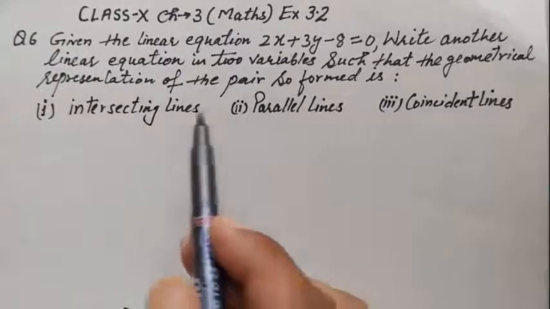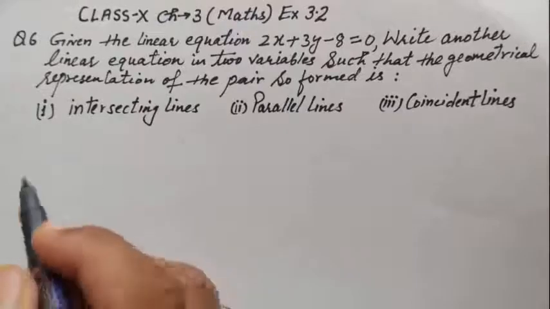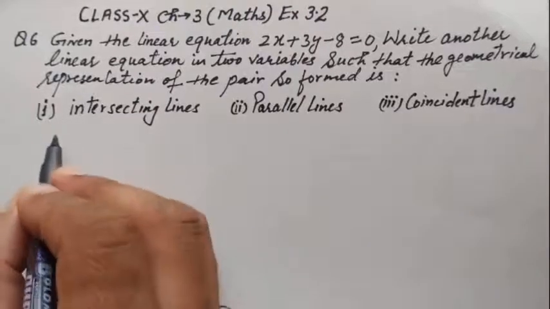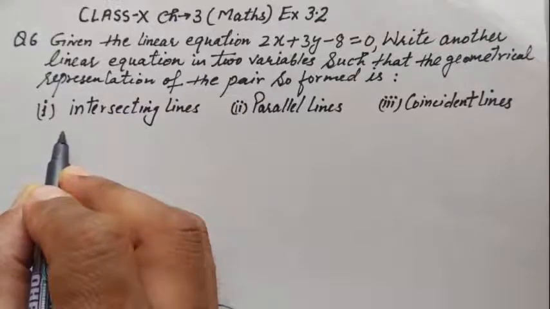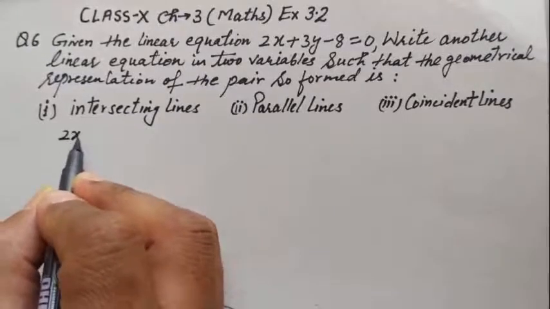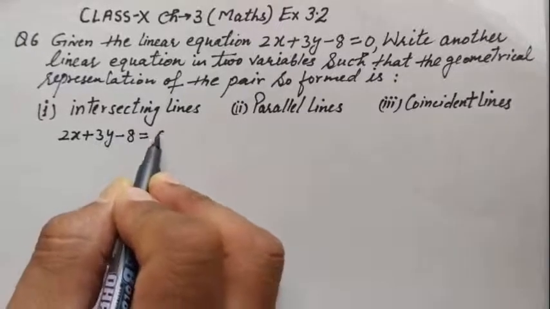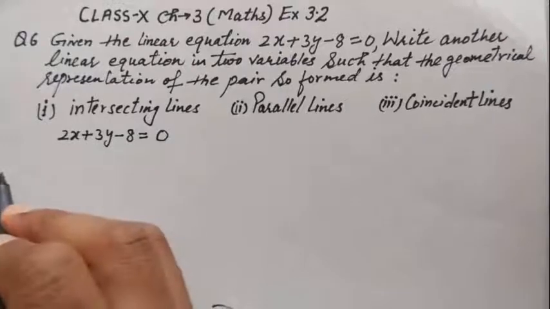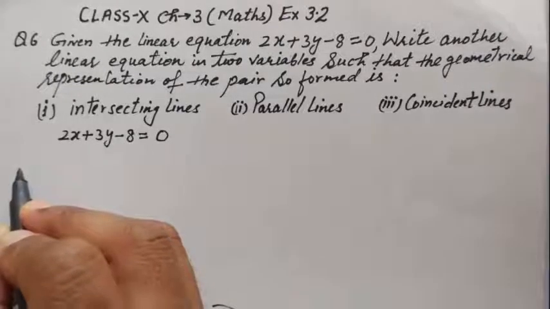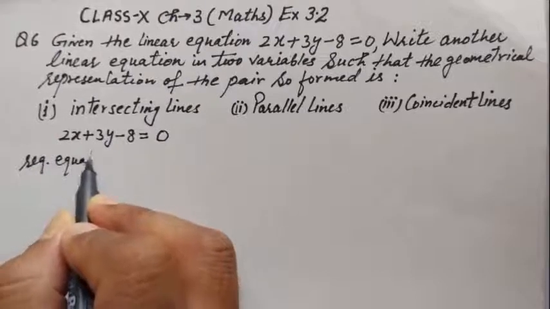So we'll try to make these conditions hold for these respective parts. First part: we have the given equation, 2x + 3y - 8 = 0. This is the given equation, and now we'll write the required line or required equation.